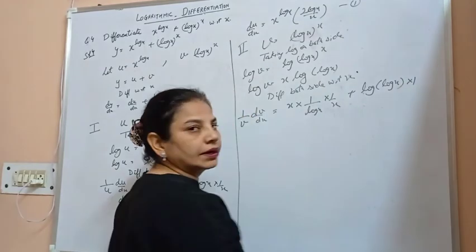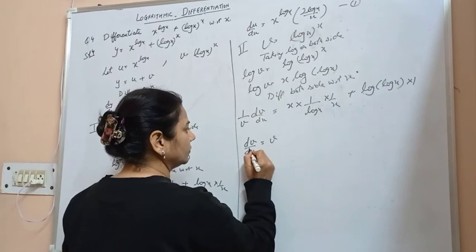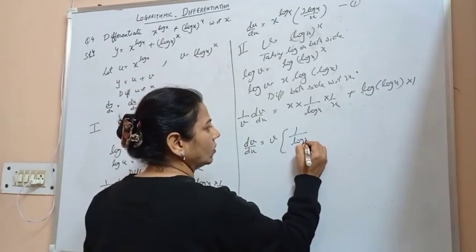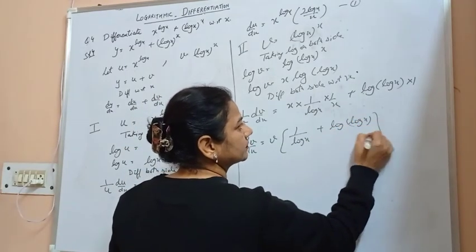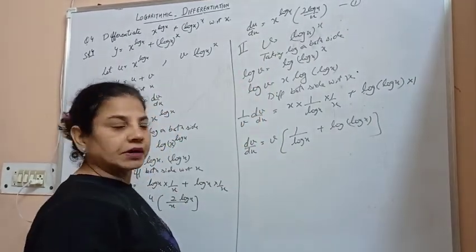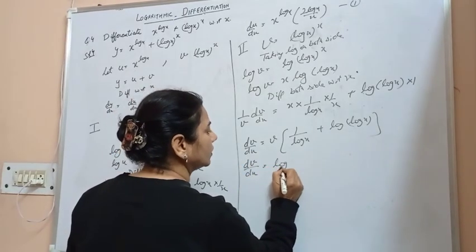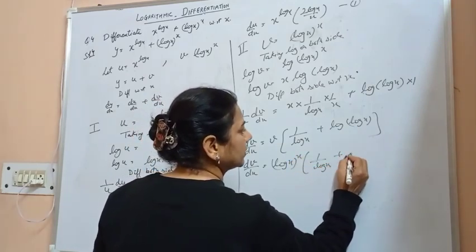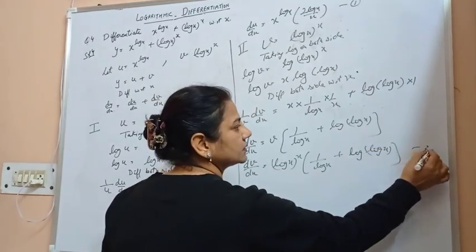So dv by dx is equal to v multiplied by this. The x cancels out, giving 1 upon log x plus log of log x. Replace v with the function (log x) to the power x. So I get dv by dx is equal to (log x) to the power x times 1 upon log x plus log of log x. This is my second equation.